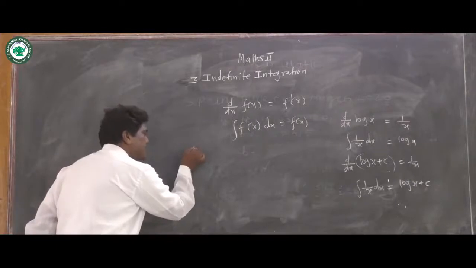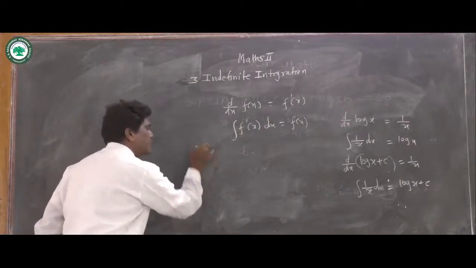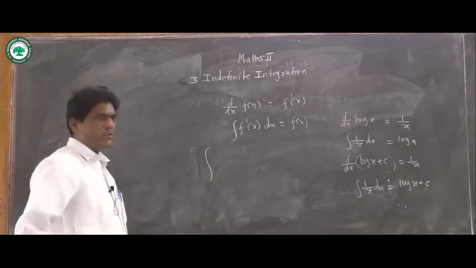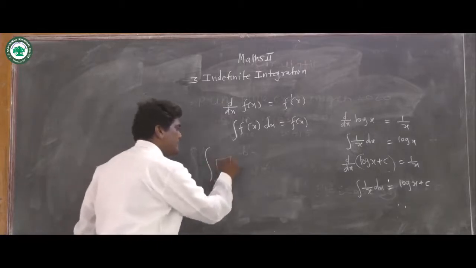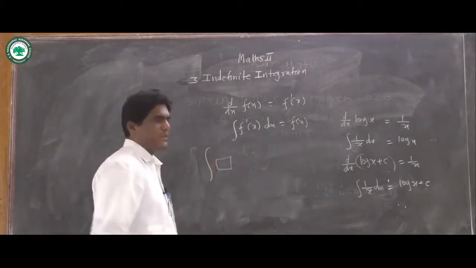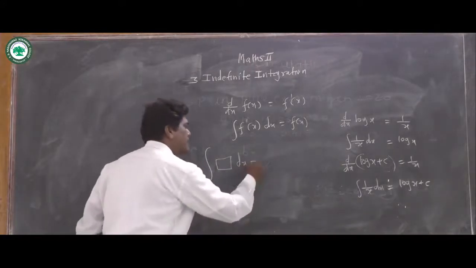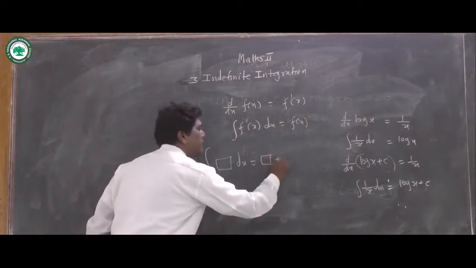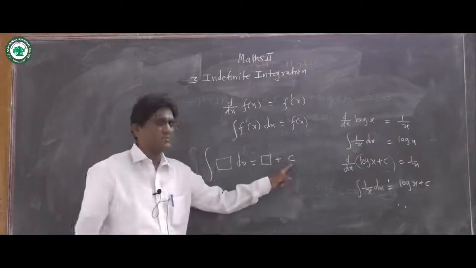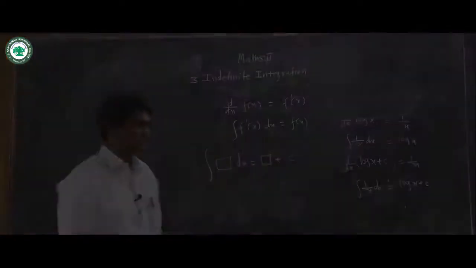When we take the integration, we have to write this symbol. Then write the function whose integration we have to take. Then dx should always be present. And in the answer, write the answer and then plus c, where c is the constant of integration.